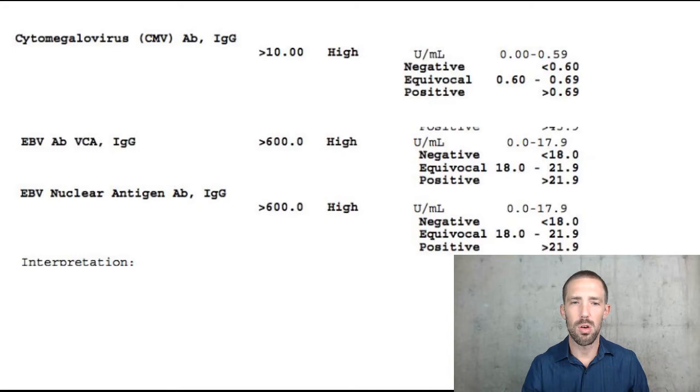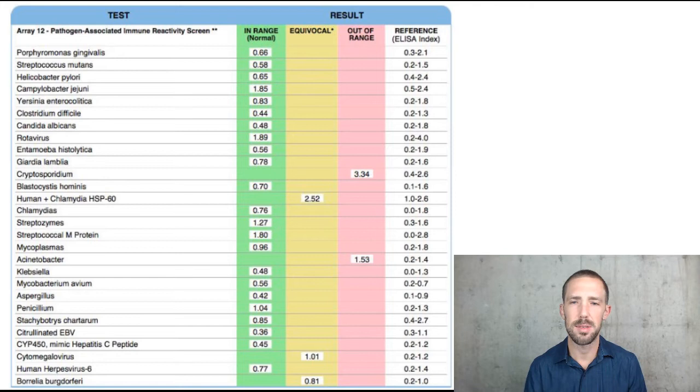This is the Cyrex test. I just put one example in here, but you can see green, green, green, green, green. And what this tests for, there are different oral pathogens in the mouth. H. pylori, most common cause of ulcers, most common infection in the world. Campylobacter jejuni, this is food poisoning. Yersinia is a common cause of Graves' disease, a cross-reactor with Graves' disease. C. diff, Candida, rotavirus, entamoeba, Giardia.